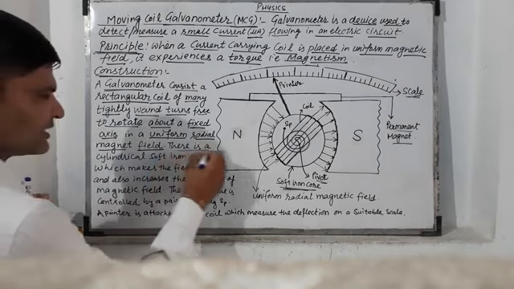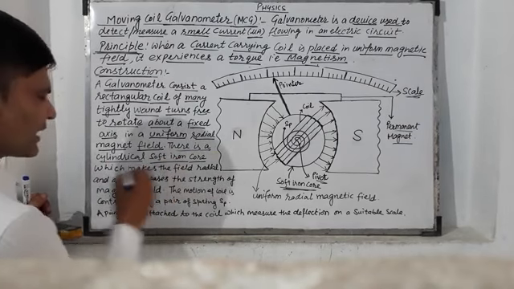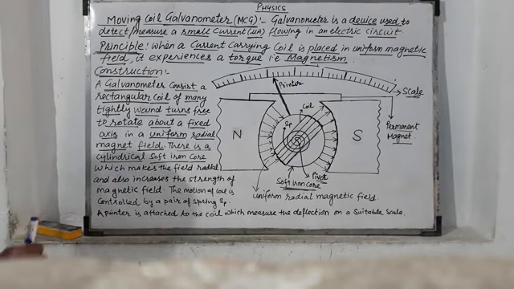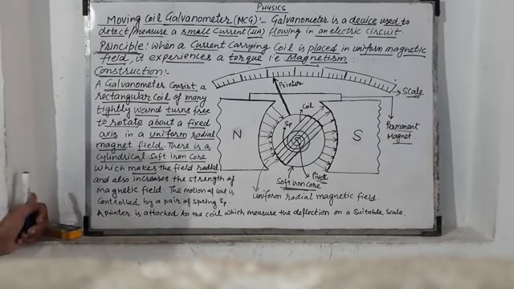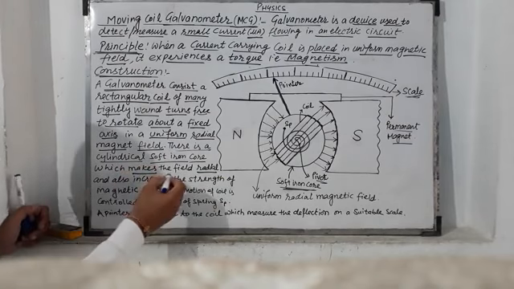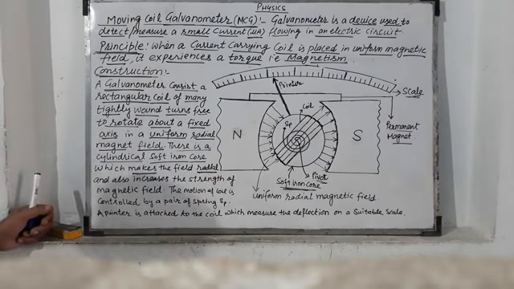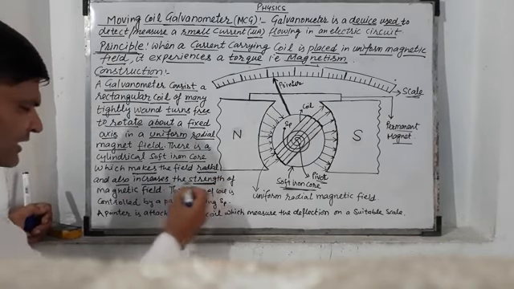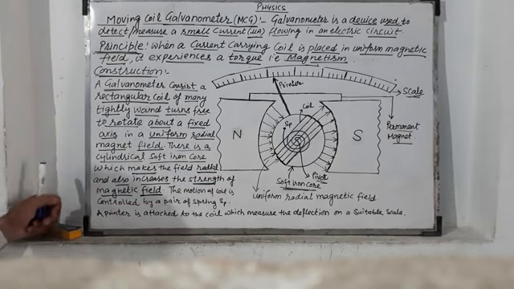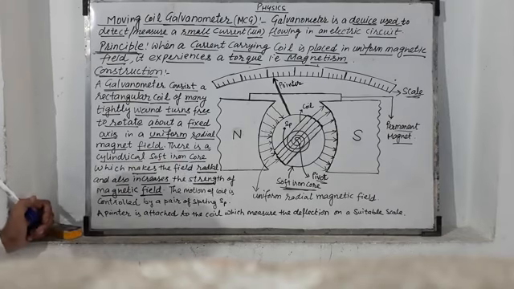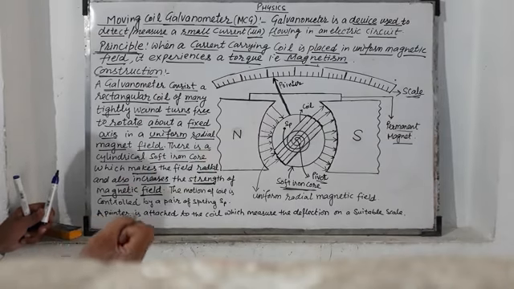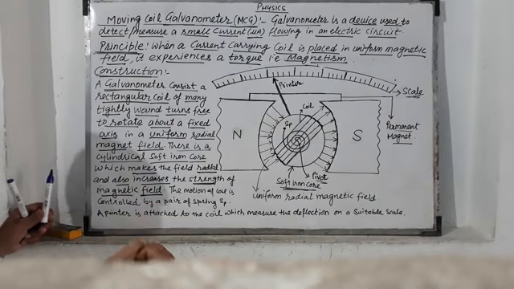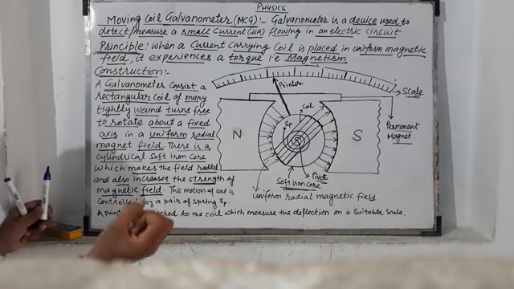Now, there is a cylindrical soft iron core which makes the field radial. What is the role of the soft iron core? It makes the field radial and also increases the strength of the magnetic field, because it is a ferromagnetic substance, and a ferromagnetic substance attracts all the magnetic field lines inside it. So it increases the strength of the magnetic field.